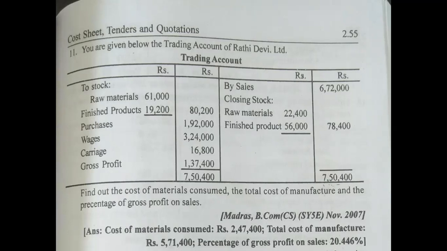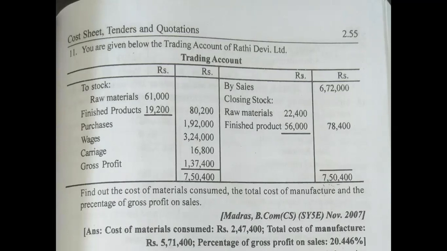They prepared it and arrived at a profit of 1,37,400. There is an opening stock; the two amounts put together are 80,200, and the closing stock, the two amounts put together, is 78,400, and sales is 6,72,000. If you total up this credit side, it is 7,50,400.